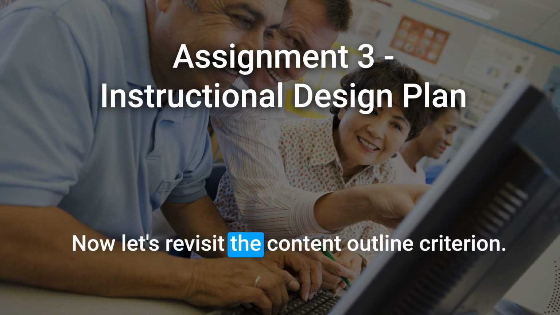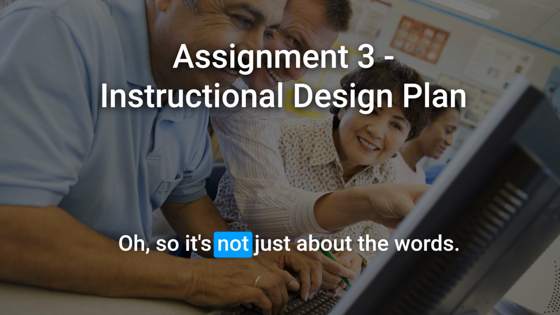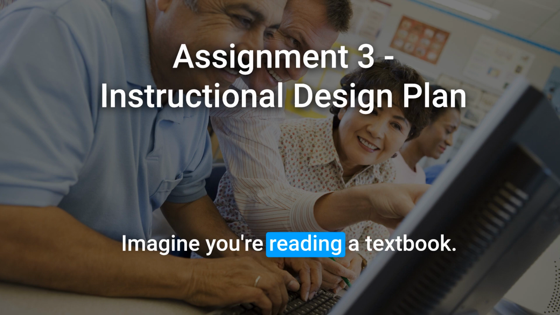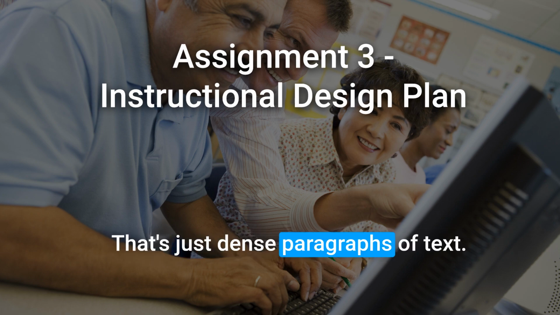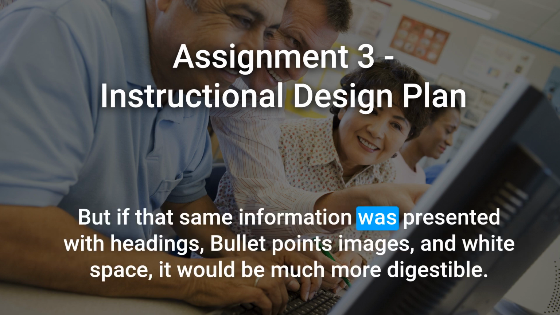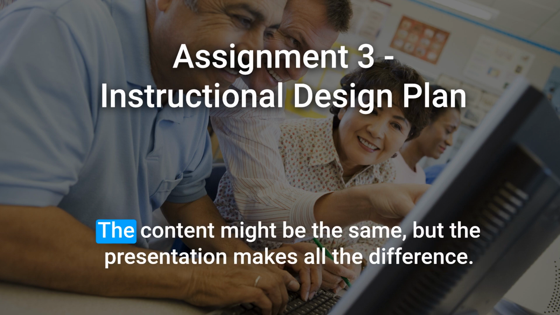Now let's revisit the content outline criterion. We've talked about creating a clear and detailed outline, but the rubric also hints at the importance of visual appeal. Oh, so it's not just about the words, it's about how we present them visually. Right. Imagine you're reading a textbook that's just dense paragraphs of text. It would feel overwhelming and uninviting, right? But if that same information was presented with headings, bullet points, images, and white space, it would be much more digestible. Right, it's like the difference between a plain wall and a beautifully decorated room. The content might be the same, but the presentation makes all the difference.